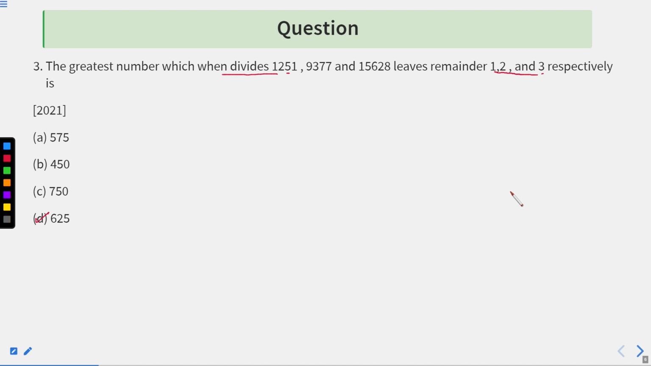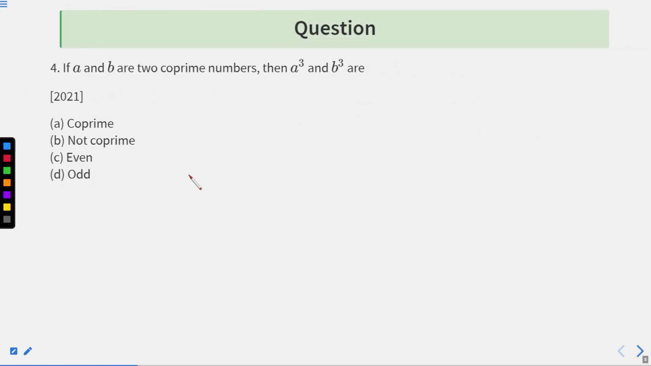Okay, students, I hope you got it. Basically, when we have to find the greatest number for three numbers or two numbers, in that case we have to find the HCF of those numbers. This trick must be kept in mind: when we need to find the greatest number, we use the HCF or highest common factor concept. Now let us move to the next question.